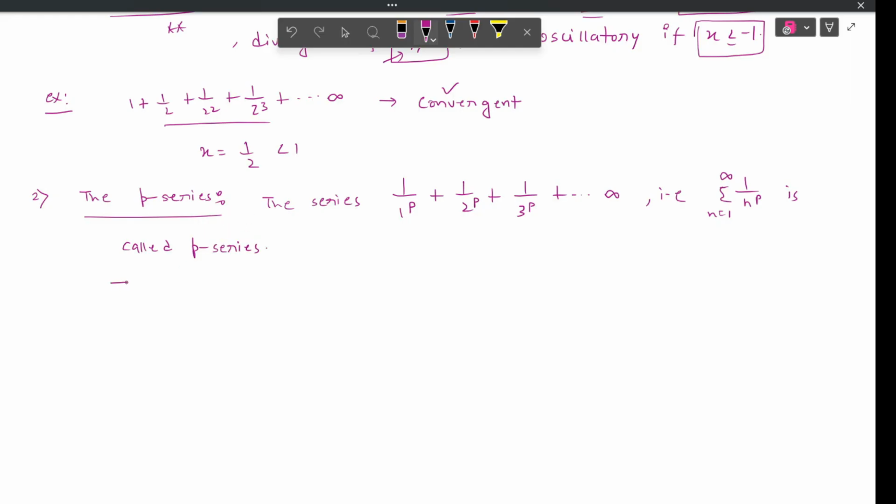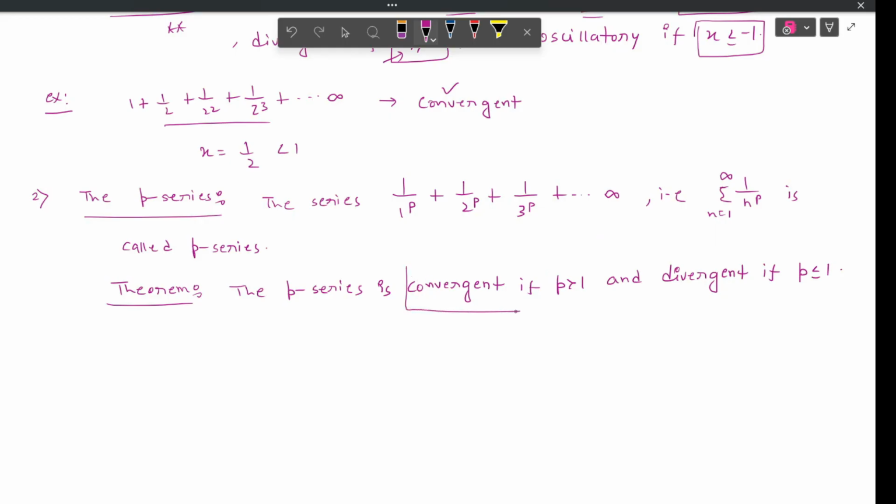Okay, so we have a theorem regarding this to find out convergence and divergence. The P series is convergent if p is greater than 1 and divergent if p is less than or equal to 1. That's all you have to remember. The P series will be convergent if p is greater than 1 and it will be divergent if p is less than or equal to 1.